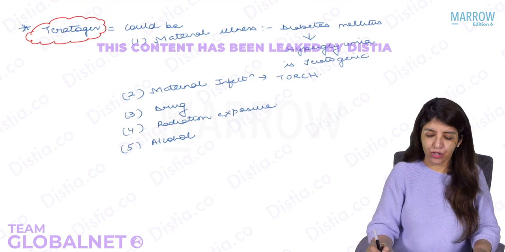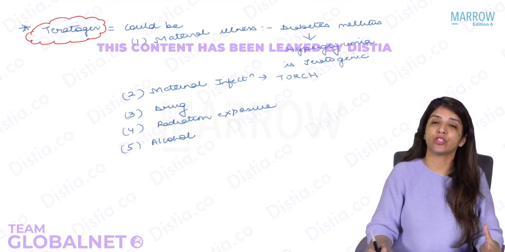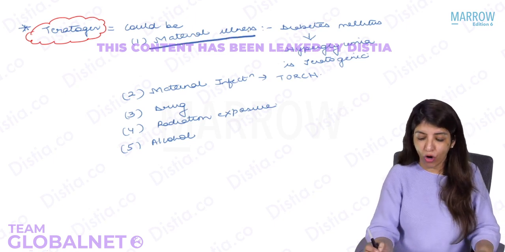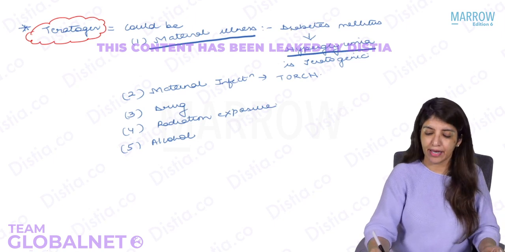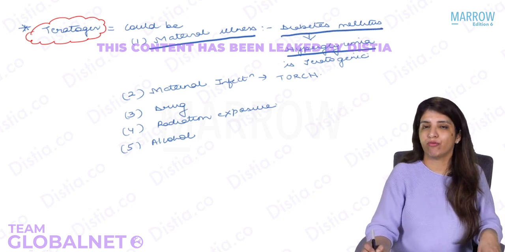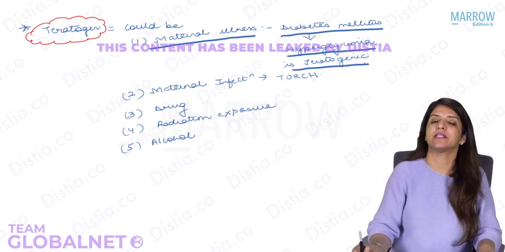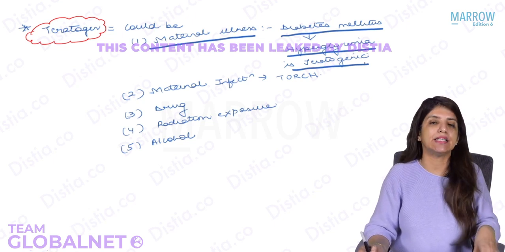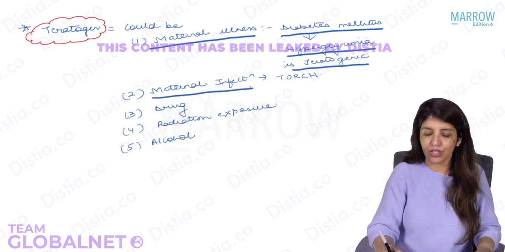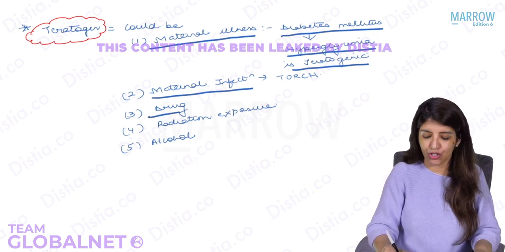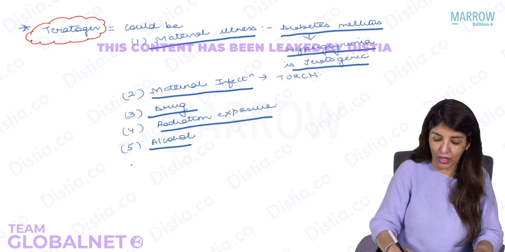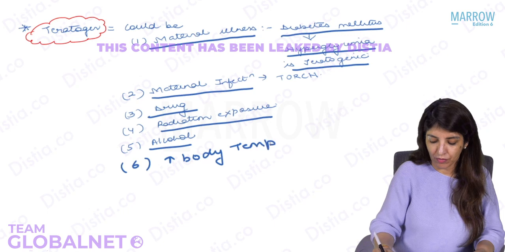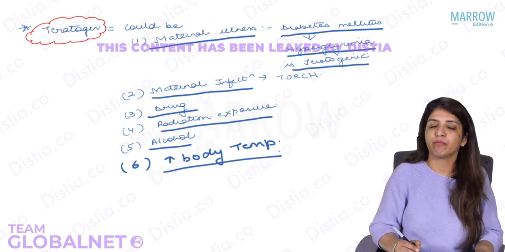What are teratogens? Please remember, it is not just that teratogens are always drugs or radiation. A teratogen could be a maternal illness, for example, hyperglycemia. In diabetes mellitus, you get congenital malformations because hyperglycemia is teratogenic, right? So it can be that the mother's illness is teratogenic. Then infections in the mother, like TORCH infections, are teratogenic. Drug exposure, radiation exposure, alcohol, and even increased body temperature. Increase in body temperature is teratogenic.